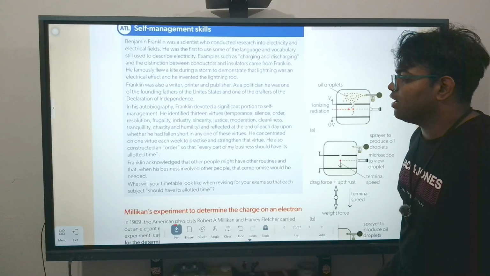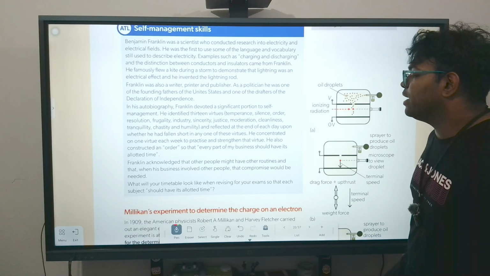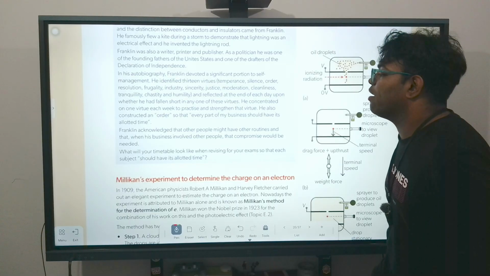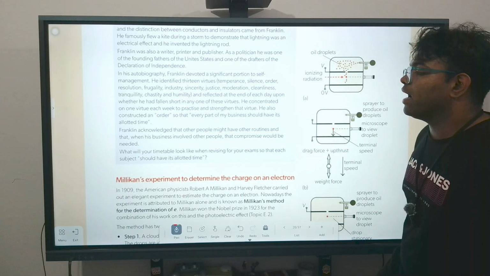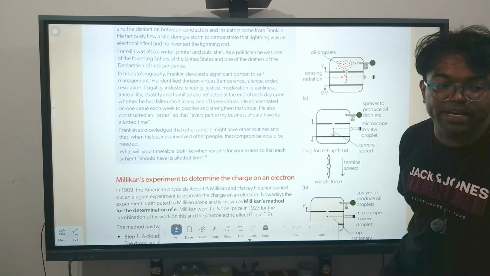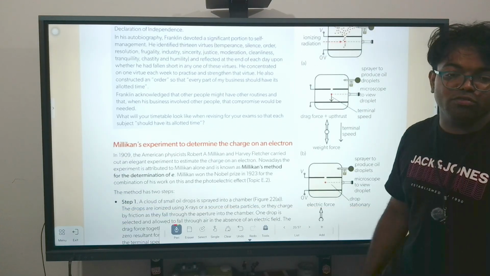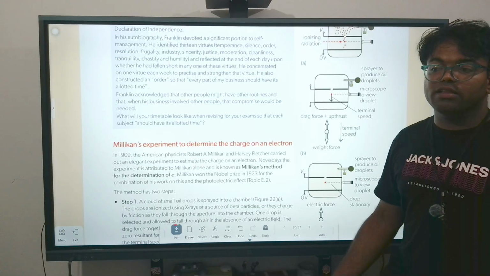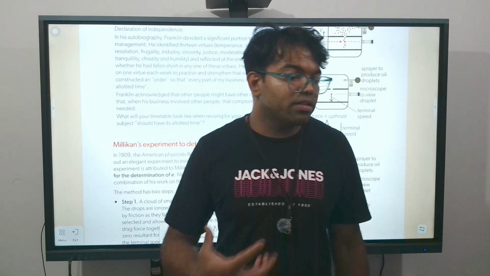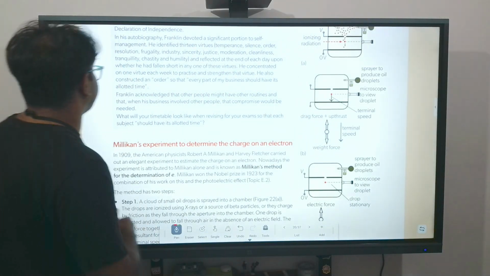He also constructed an order so that every part of his business should have its allotted time. Franklin acknowledged that other people might have their own routines and that when his business involved other people, a compromise would be needed. Oh, that's actually a good thing. When you are running a business, you should not run it with the comfort of your own. You should basically try to work with the comfort of the people you are trying to serve. Well, that's actually a good thing.